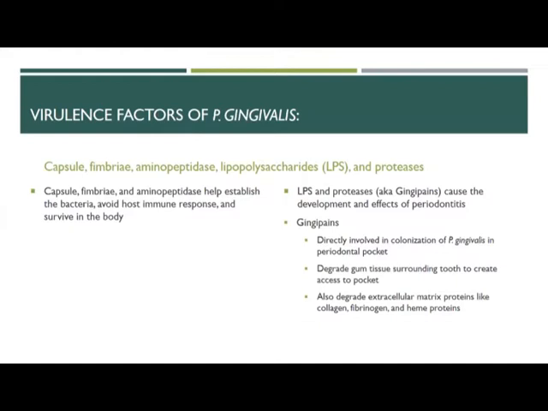So gingipains, these proteases, are released out of the bacteria, and they're directly involved in the colonization, getting in that periodontal pocket. So that's what those proteases, that's what's degrading the gum tissue. They're releasing out these enzymes that are just breaking down the tissue, and then they really open up that pocket or create that pocket for the bacteria to grow further and further down and cause more damage. They can also degrade extracellular matrix proteins like collagen, fibrinogen, and heme proteins.